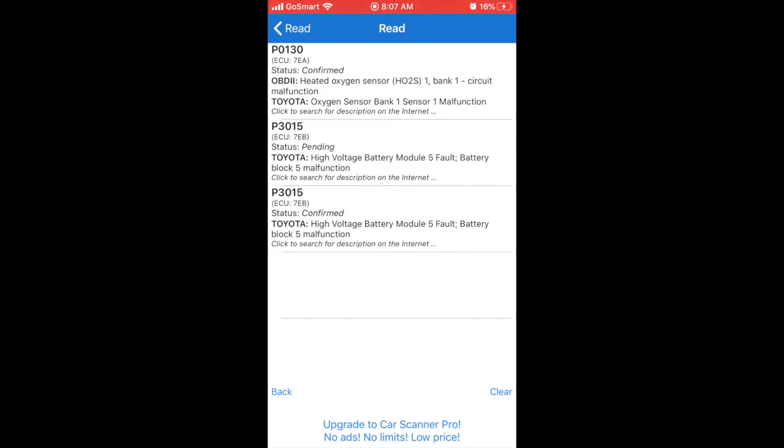So those are the codes. Block 5 looks like malfunction, and it's pending is confirmed as well. And then also heated oxygen sensors. So yeah.